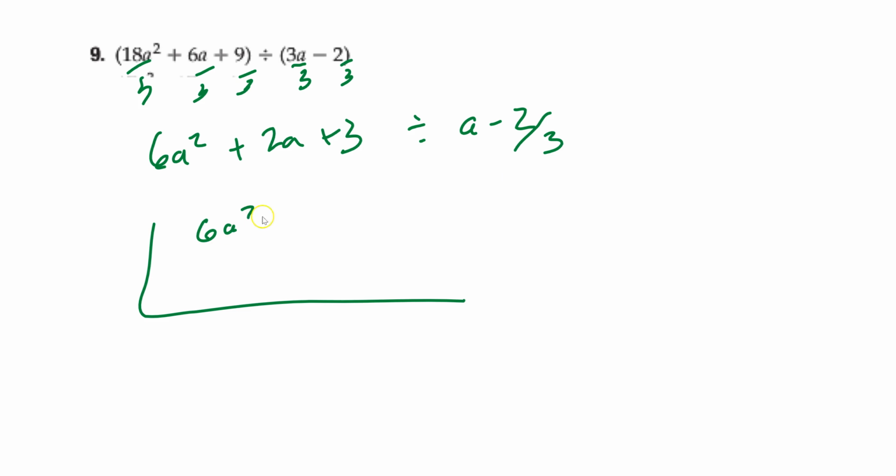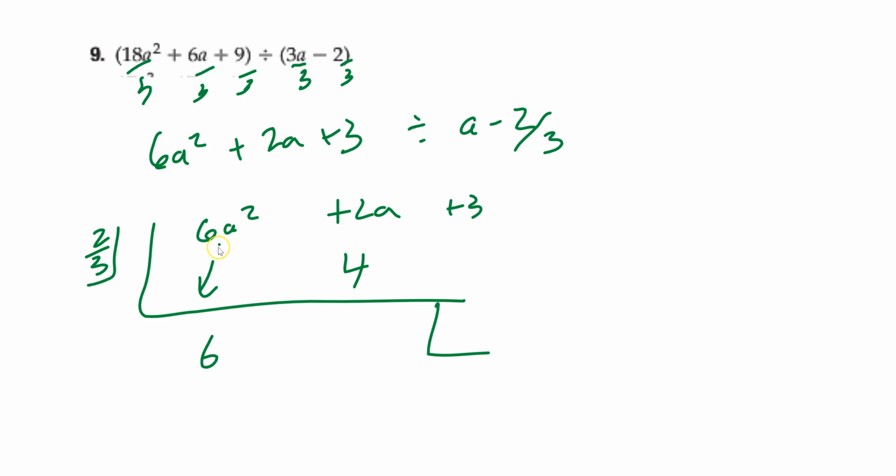So you have 6a squared plus 2a plus 3. Again, inside opposite, we're going to divide by 2/3. Bring the first one down, so we bring the 6 down. I'm going to bring down the coefficients. You multiply fractions. 2 times 6 is 12, divided by 3 is 4.